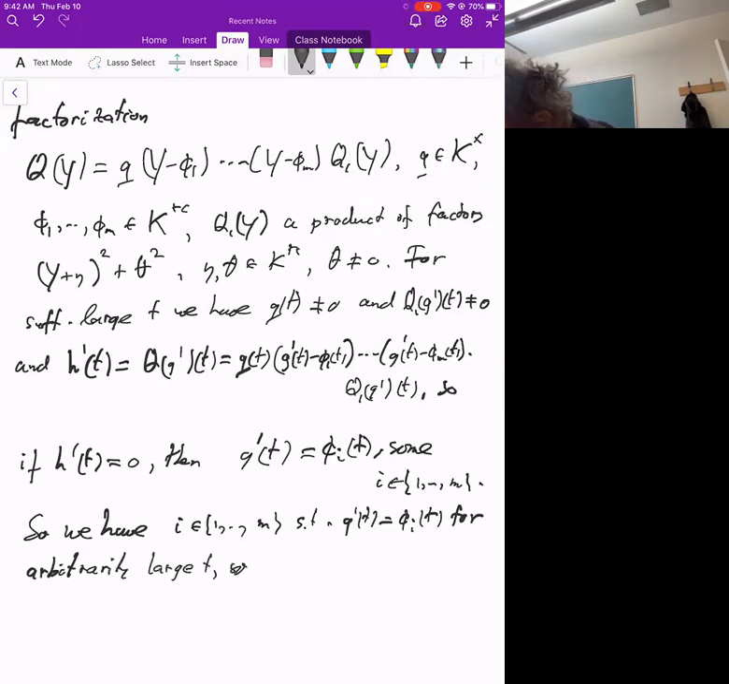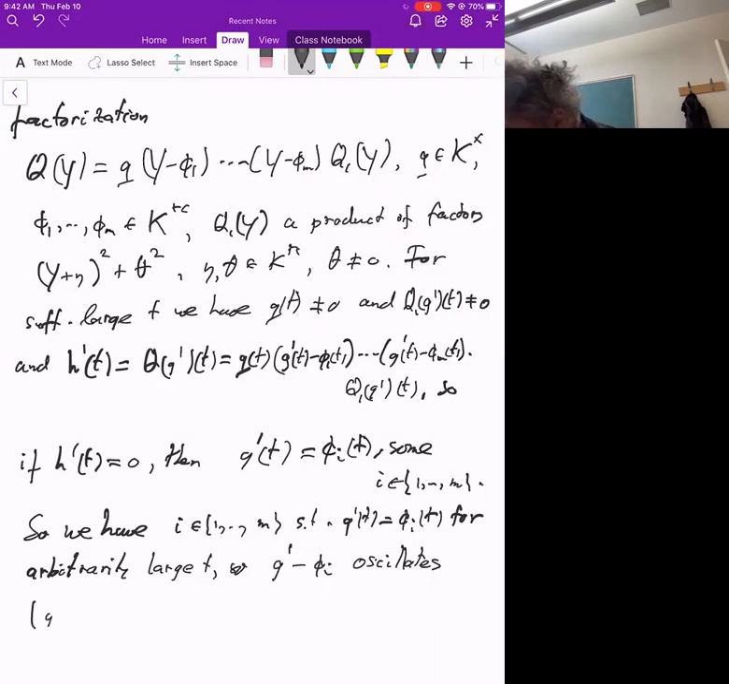such that g prime t equals phi_i of t for arbitrarily large t. So g prime minus phi_i oscillates, or g prime equals phi_i. Now, why is, let me see, why, yeah, that last possibility is actually not possible.